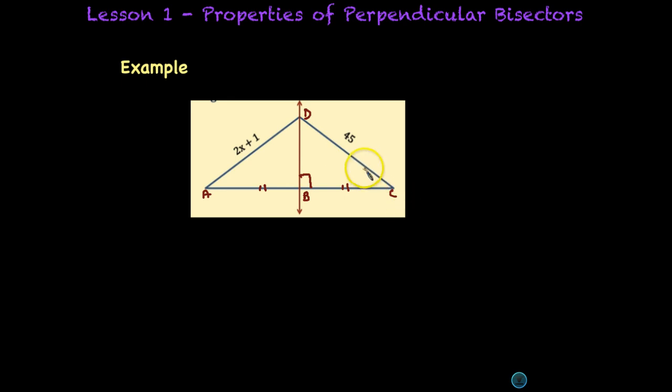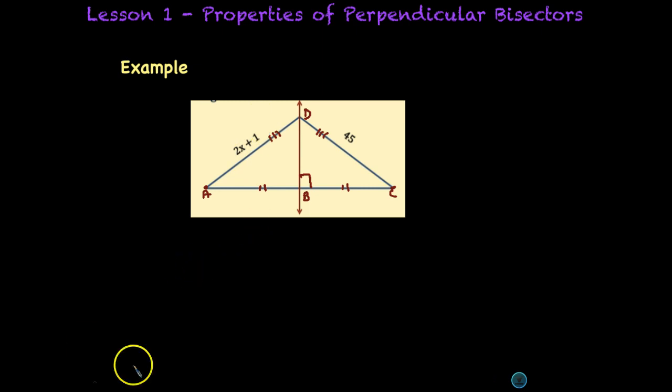Well, I already know what that's going to be, right? If this is in fact a perpendicular bisector, then I know that this side is going to be congruent to this side, because any point on my perpendicular bisector is equidistant from the endpoints A and C. So that means 2x plus 1 is 45.